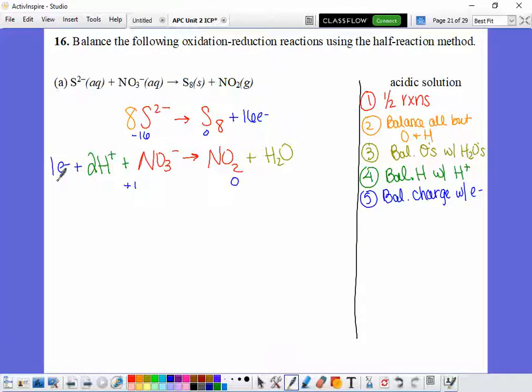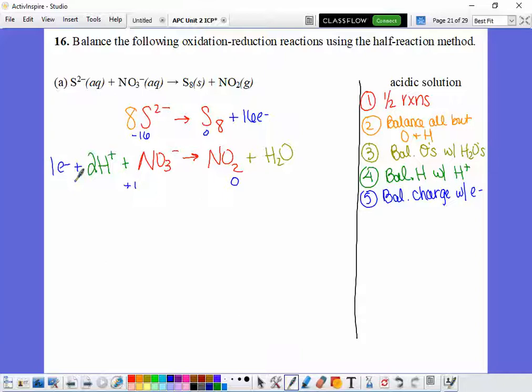What do you notice about where we added electrons? We added them to opposite sides for each half reaction. That is how it will always be. Because, like I said before, whatever is losing electrons, like our sulfur here, has to be gained by the other half reaction. That is a good check.